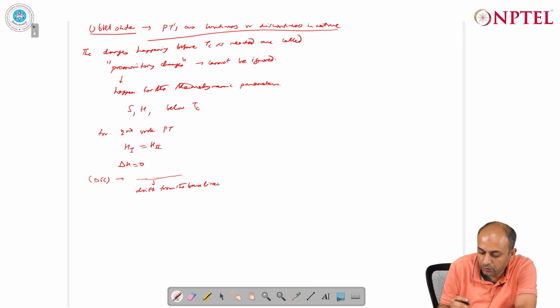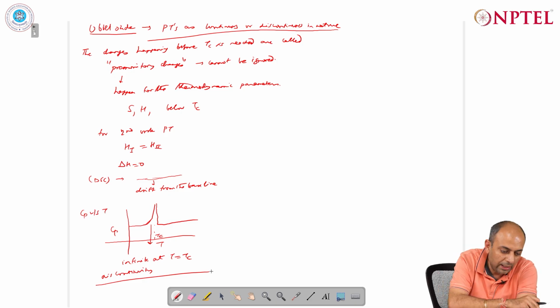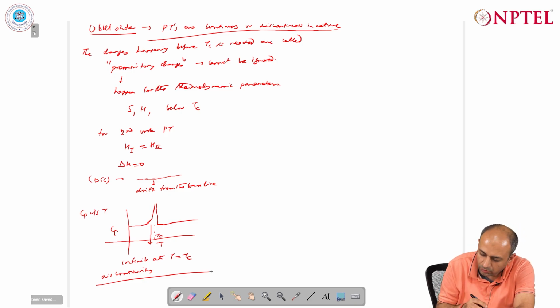On the same line, if you were to look at Cp versus T for a second order phase transition, it is discontinuous. So, you see it becomes infinite at T equal to Tc. So, it is characterized by an infinite discontinuity at T equal to Tc.